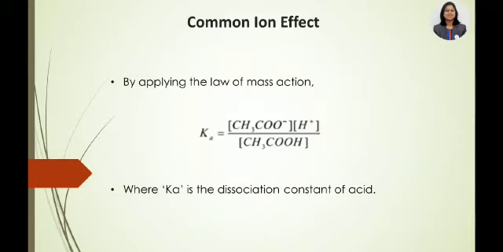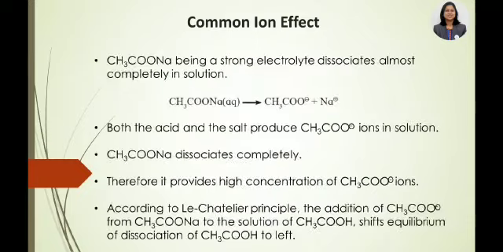By applying the law of mass action to this particular equation, we get Ka is equal to acetate ion multiplied with hydrogen ion divided by acetic acid. So we know how to apply the law of mass action to this reaction, where Ka is the dissociation constant of acid.